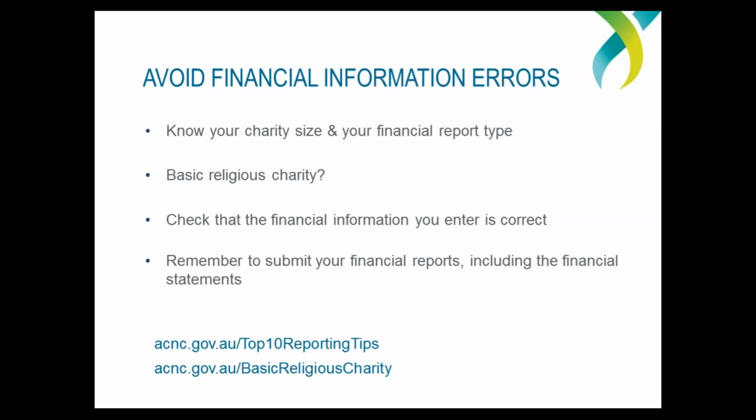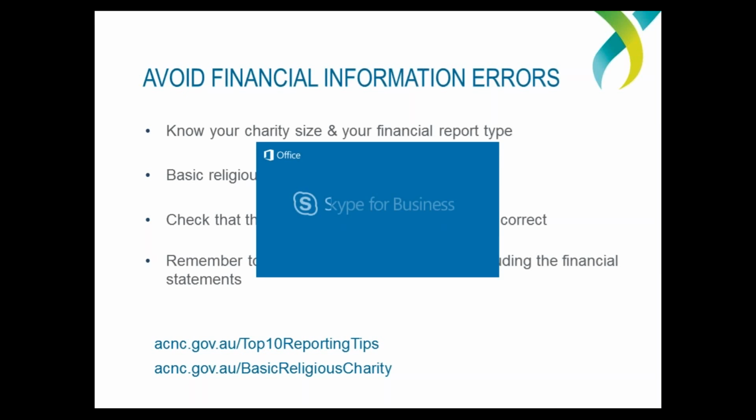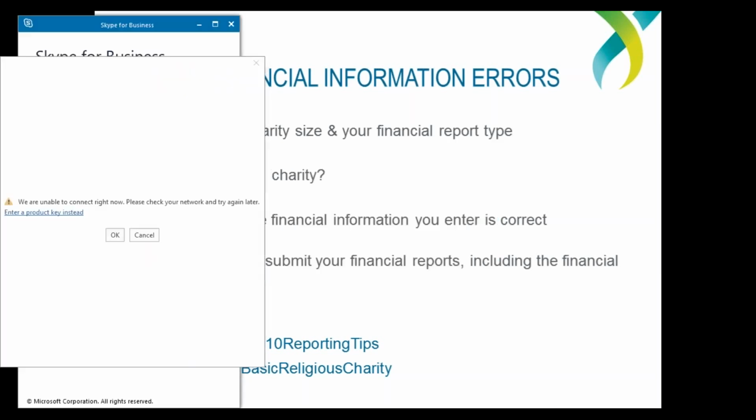Make sure you get it right and assess yourself properly, and if it turns out you aren't a basic religious charity, submit all the information you're required to. Again, the ACNC does check the information you submit. And it might be obvious, but just double and triple check the financial information you enter in Section D of the AIS. So it might be a great idea just to grab another person in your organisation and have them go through the figures before you hit the submit button.